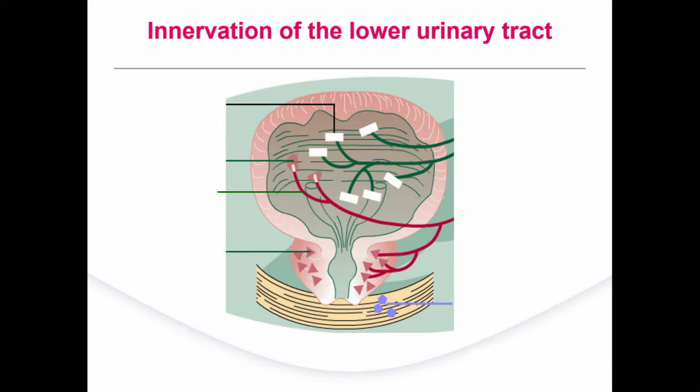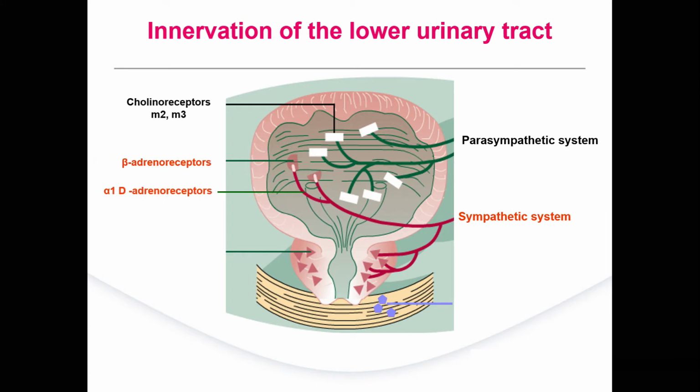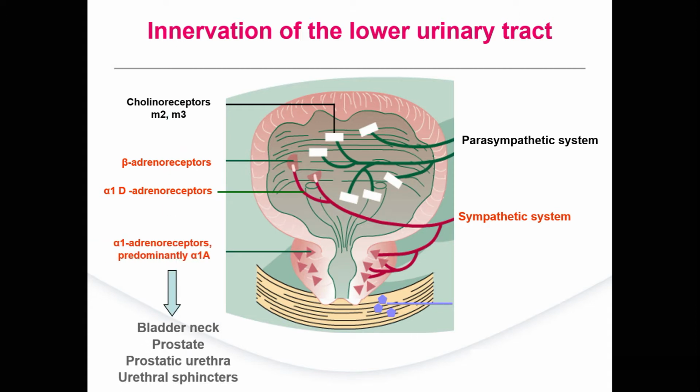So innervation of the lower urinary tract is controlled by the parasympathetic system, cholinoreceptors M2, M3, the sympathetic system, which is controlled by adrenoreceptors, alpha-1D adrenoreceptors, and alpha-adrenoreceptors, predominantly alpha-1A, which are located in the bladder neck, prostate, prostatic urethra, and urethral sphincters, and also the somatic system, which also controls the process of micturition or urination.